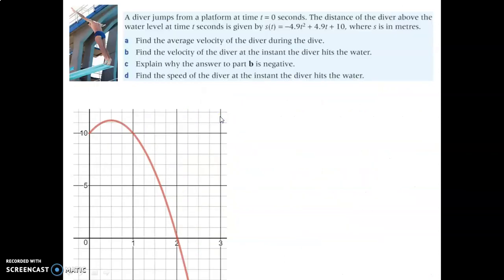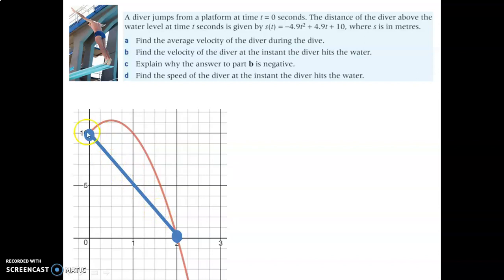Let's answer some questions. So the diver jumps. There's the function we're given. Find the average velocity of the diver during the dive. What's the average velocity? Now to find average, this is important to note as well. To find an average velocity, we do it like this. We connect the point we want to begin at and the point we want to end at. So let's say the diver begins here, ends here, and an average is just the straight line connecting those two. So the average velocity would be the straight line there.